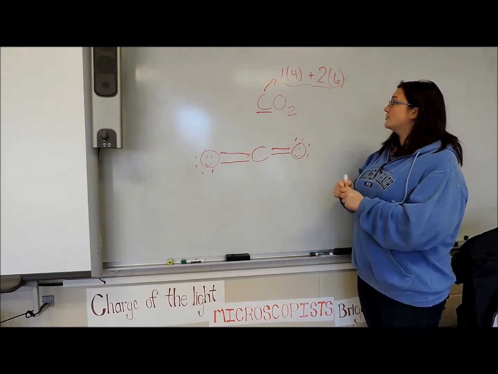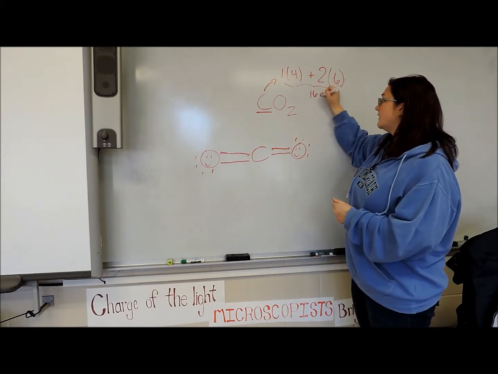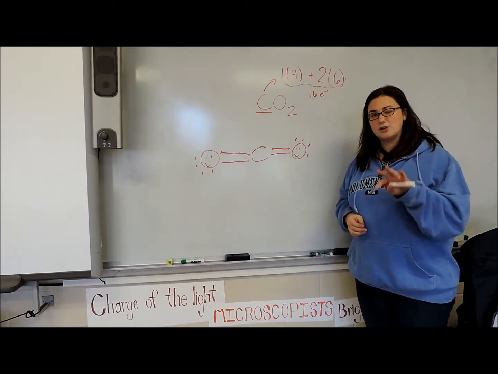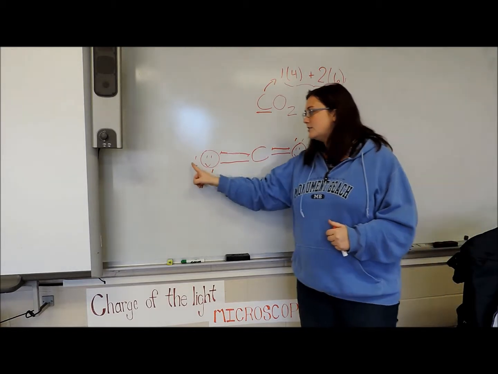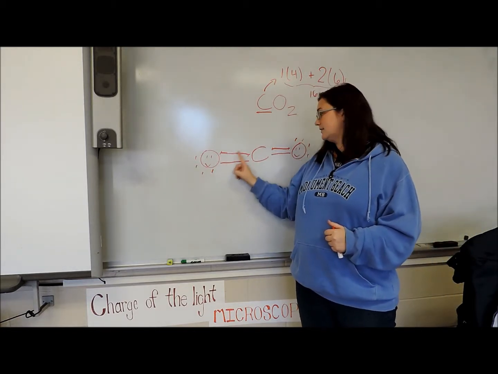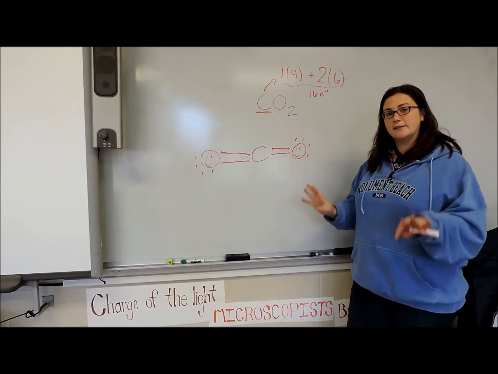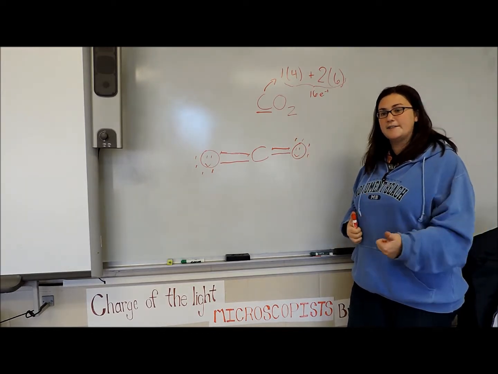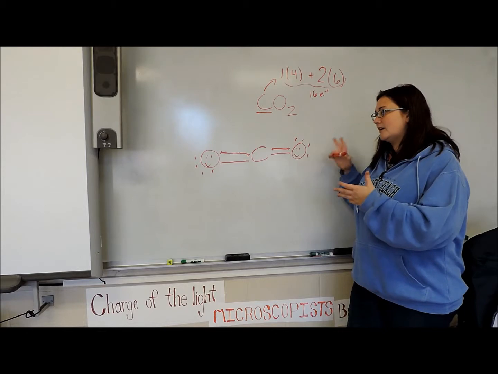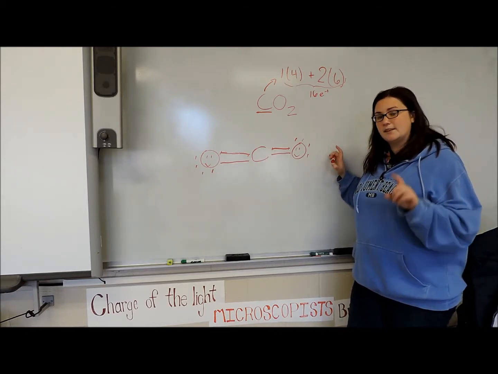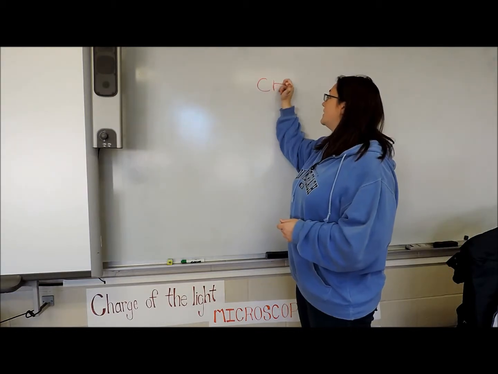So 12 plus 4, we've got 16 electrons overall that we should have in our diagram. Let's take a look and make sure that's what we have. 2, 4, 6, 8, 10, 12, 14, 16. We are good on the electron front, we're good on the octet front, and basically that means we've done our structure right. Let's try another one.